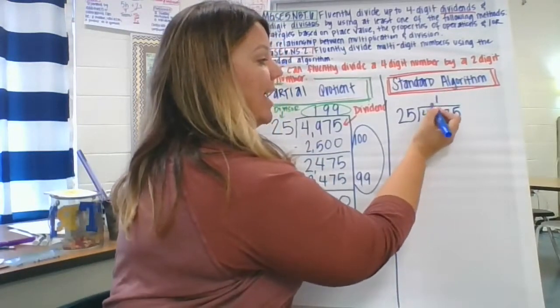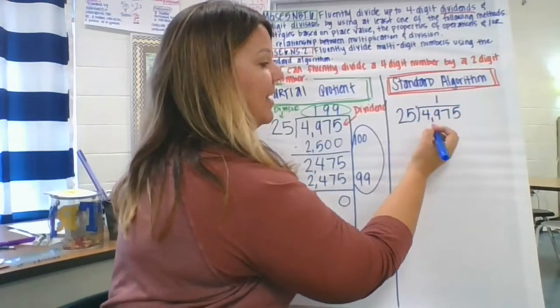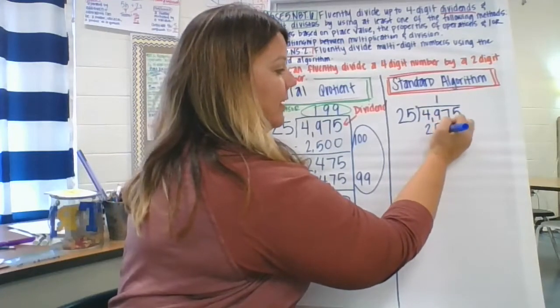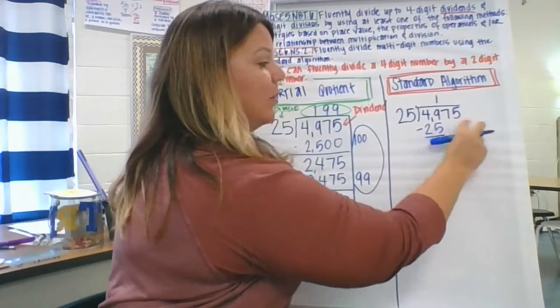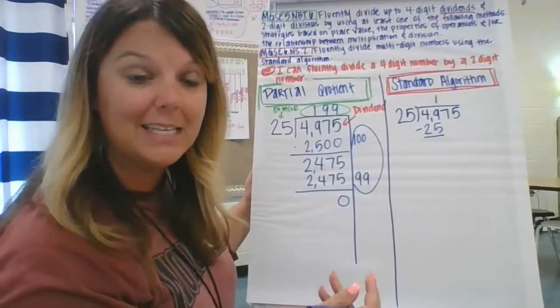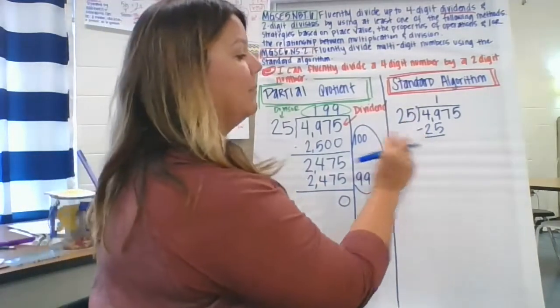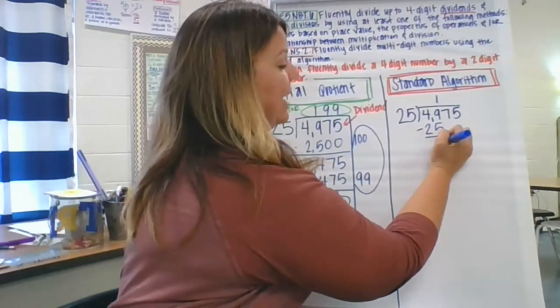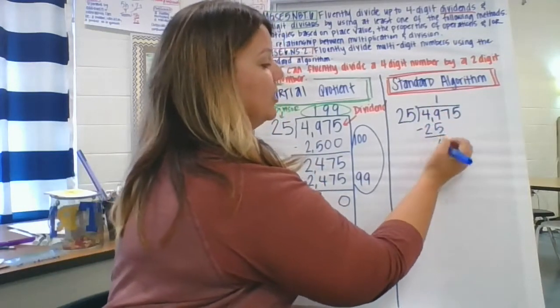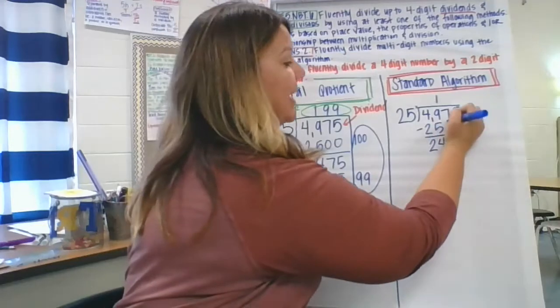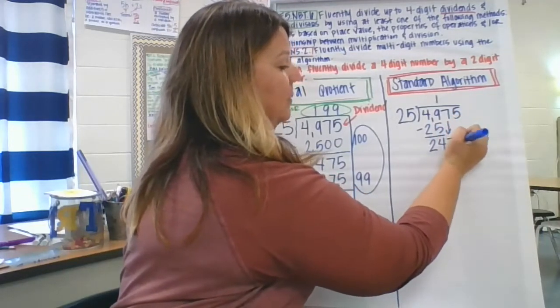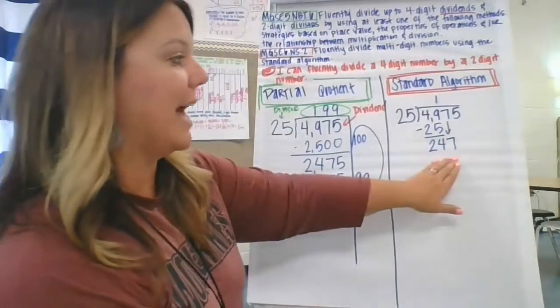Then I'm going to do 1 times 25 is 25. And I'm going to subtract. Now, I'm not worried about the other places yet. I'm going to deal with them one at a time in just a moment. So 49 minus 25 is 4. 9 minus 5 is 4. And 4 minus 2 is 2. And then I'm going to bring down the next place. So in this case, we have a 7.